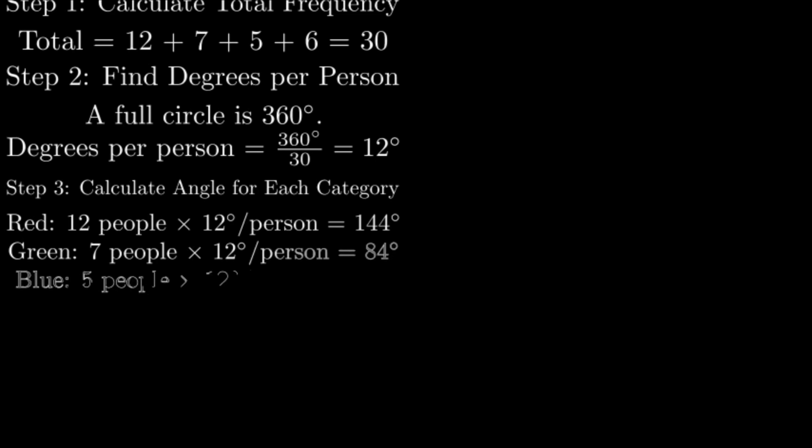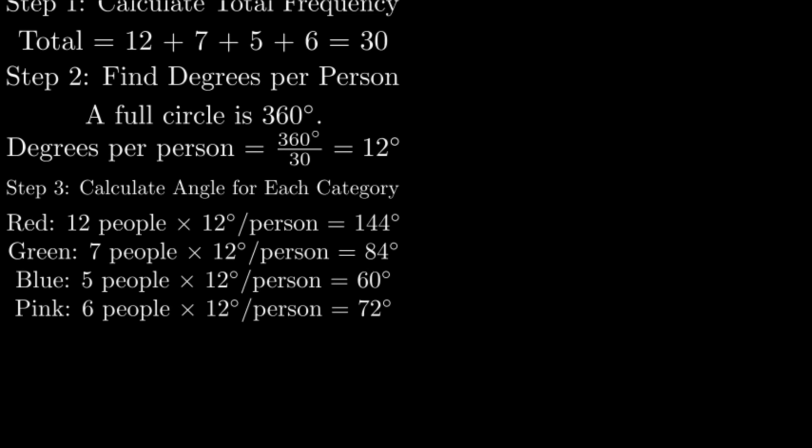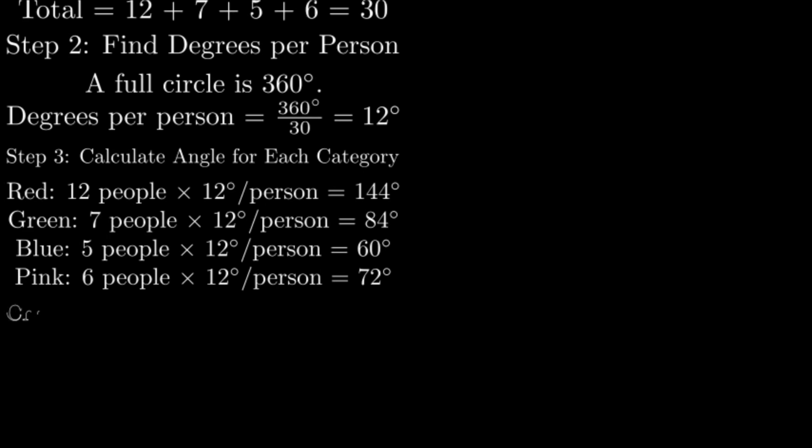Now, we multiply each frequency by the 12 degrees we just calculated. For red, it's 12 times 12, which is 144 degrees. For green, 7 times 12 is 84 degrees. For blue, 5 times 12 is 60 degrees. And for pink, 6 times 12 is 72 degrees. A quick check. If we add up all our angles, they should sum to 360 degrees. And they do. This confirms our calculations are correct.